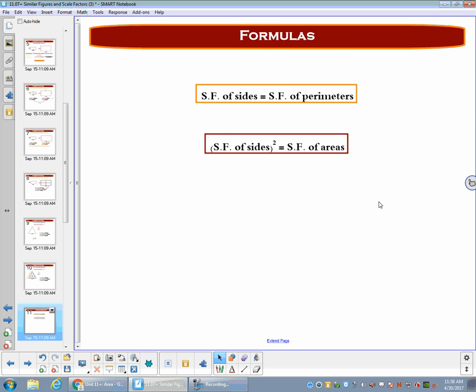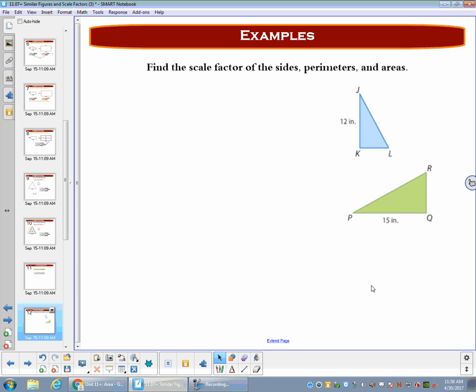So these are our big properties. These are the things that are the main goal of the day that you guys come away with from this lesson having this down. So the scale factor for the sides is equal to the scale factor for the perimeters. And if we want to find the scale factor for the areas, we have to square that scale factor for the sides, or scale factor for the perimeters since they're the same. All right. Hopefully everybody has that down in their notes so we can solve some problems.